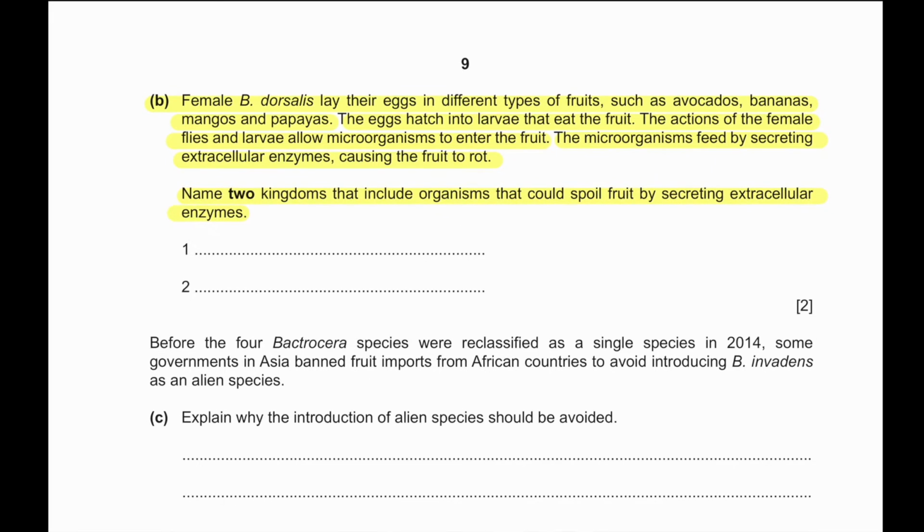So basically, fungi releases extracellular enzymes and they can cause fruit to rot. And also prokaryote, they can release extracellular enzyme. Prokaryote. And finally, protoctists can also be there. Protoctists.